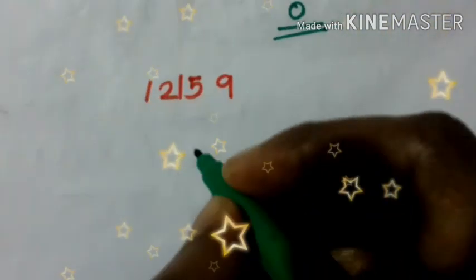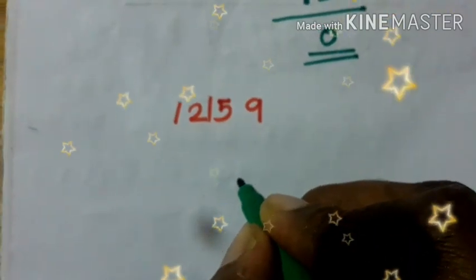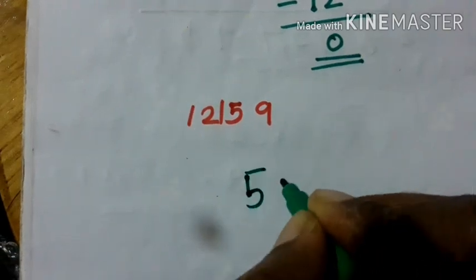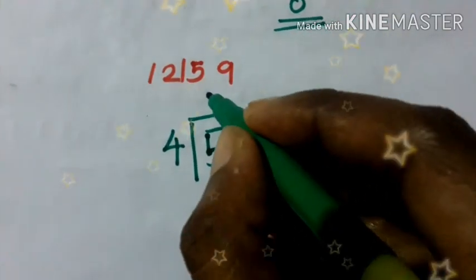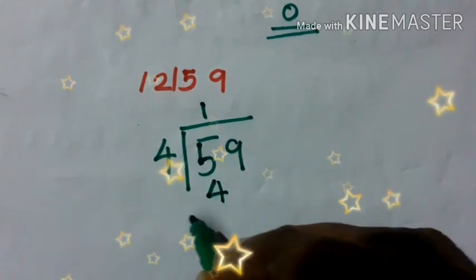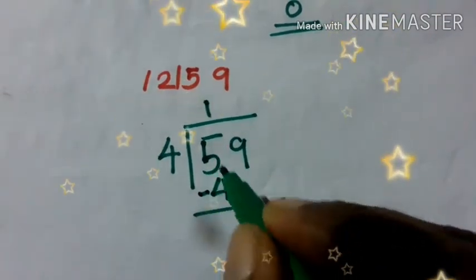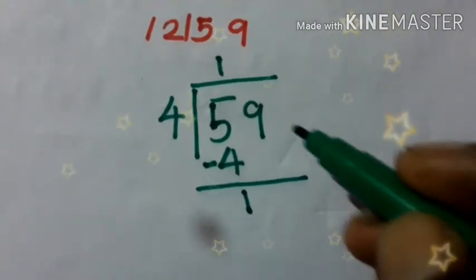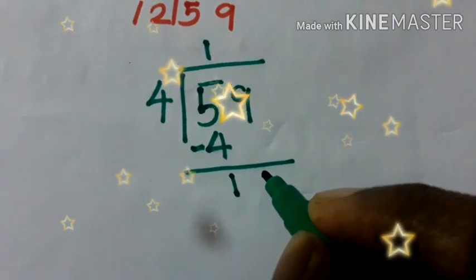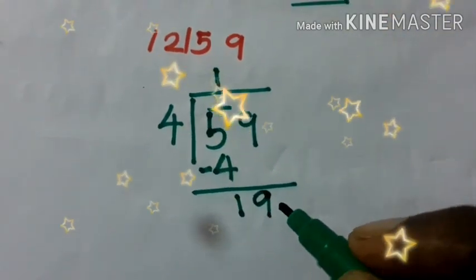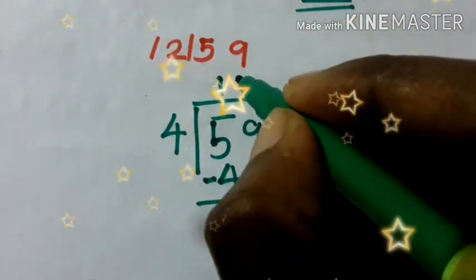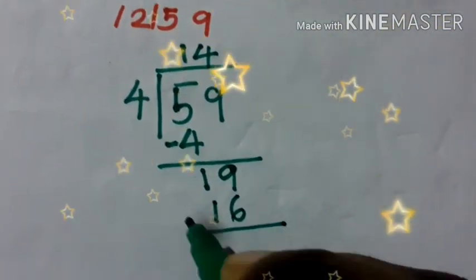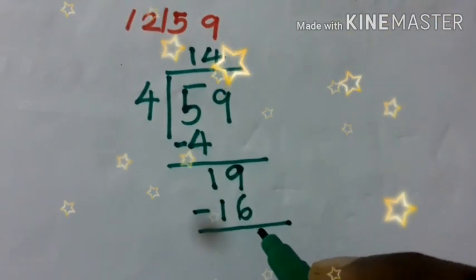Check whether it is divisible by 4 or not. So we take the last 2 digit number, 59. 1 4 is 4. Then subtract: 5 minus 4 is 1. Now bring down the ones place 9. 4 4s are 16. 9 minus 6, 3.